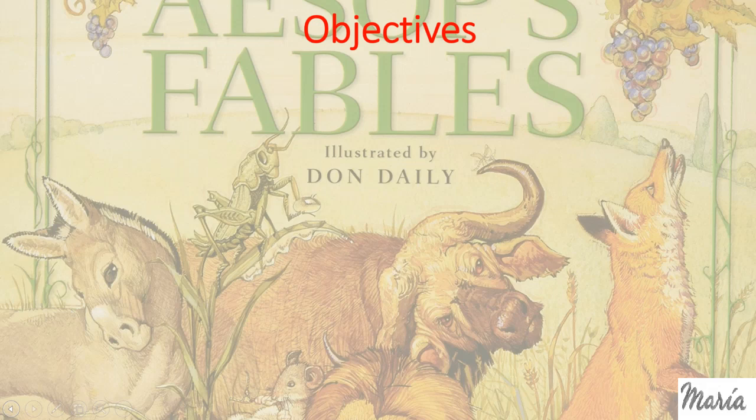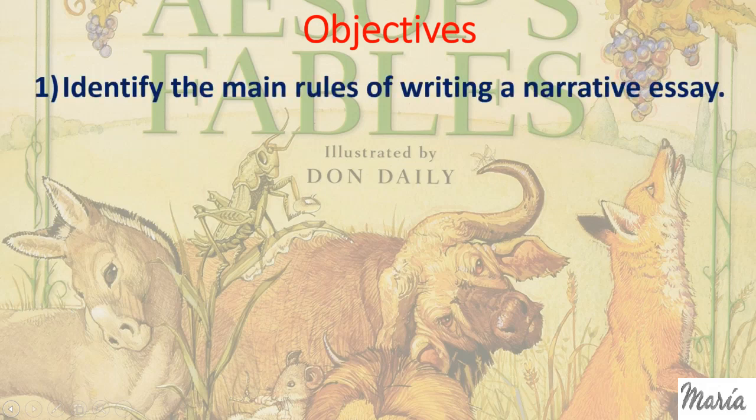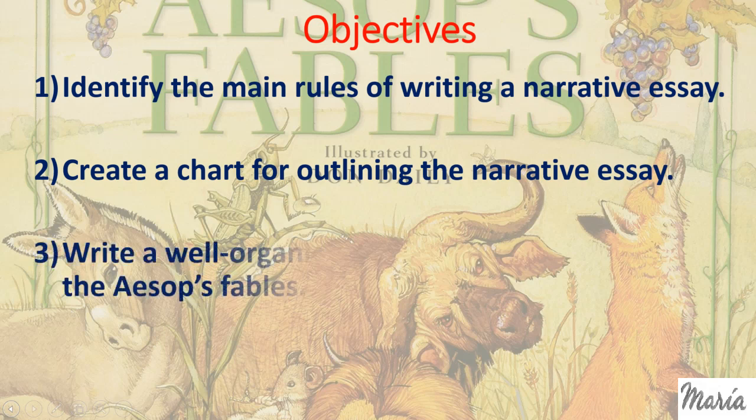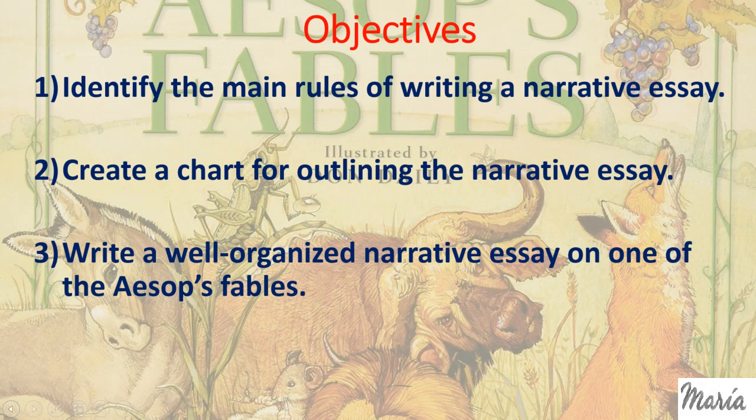Hey all, our objectives for today will be to: 1. Identify the main rules of writing a narrative essay. 2. Create a chart for outlining the narrative essay. 3. Write a well-organized narrative essay on the Aesop's fables.